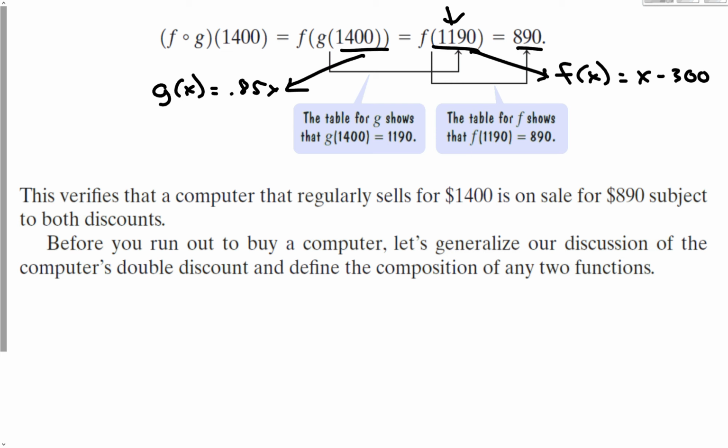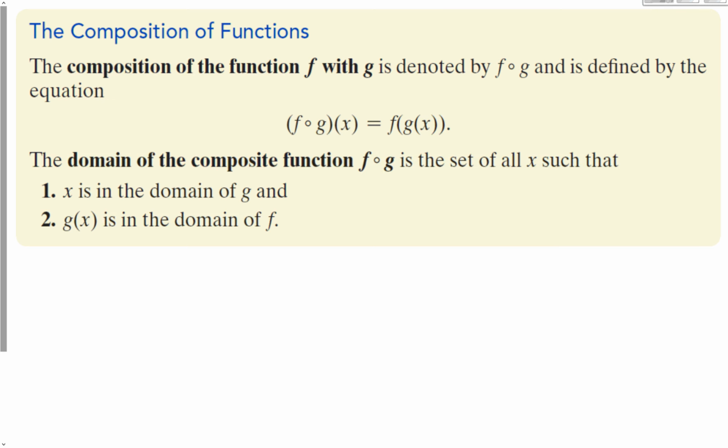Okay? And so this verifies that the computer that regularly sells for 1400 is on sale for 890, subject to both discounts. Okay, so let's look at this in a formal definition.